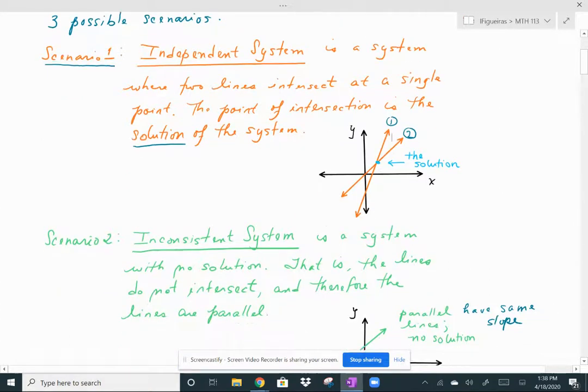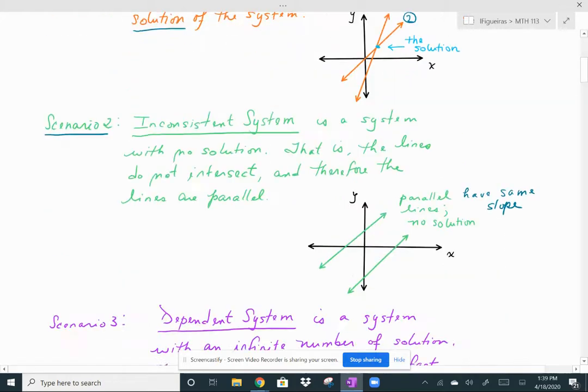Another scenario is scenario 2. This is called an inconsistent system. This is a system with no solution. That is, the lines never intersect, and therefore they must be parallel. So here's a picture of what that would look like. We would have two lines. Remember, parallel lines have the same slope. They will never touch, and therefore, because they have no common point, there's no solution to this system.